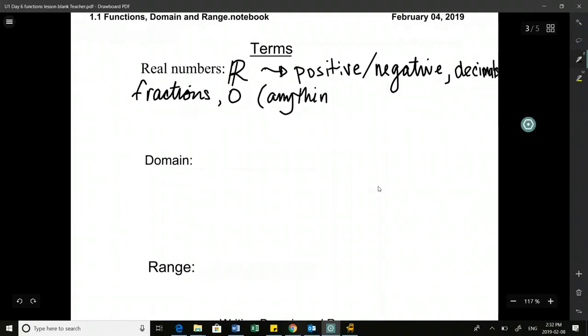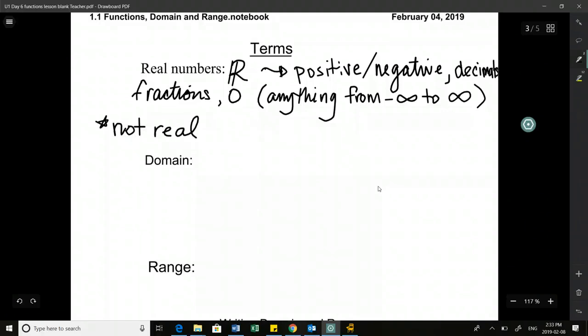Yes, that's a very good question. What isn't a real number? That's the better question. So this is the symbol for infinity, right? It's like a sideways 8 from negative infinity to positive infinity. Okay, so not a real number. Yeah, so like a fake number. So not a real number.